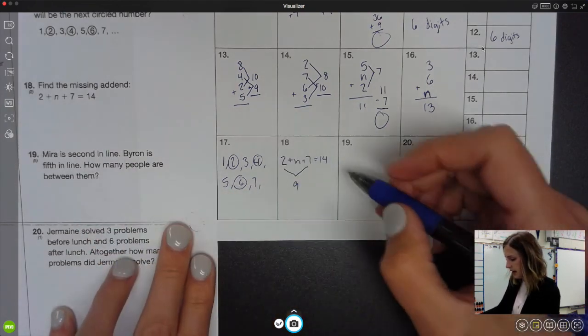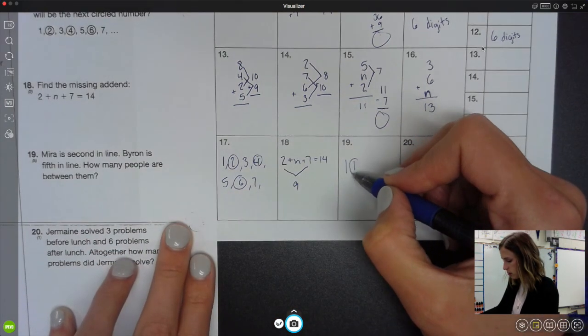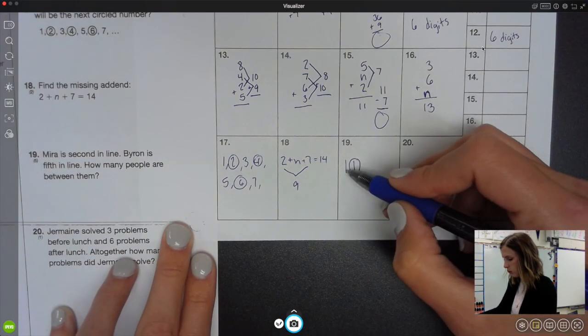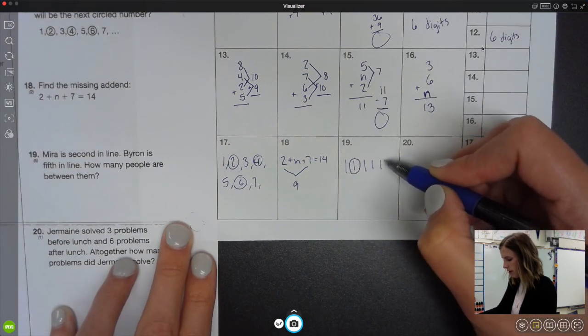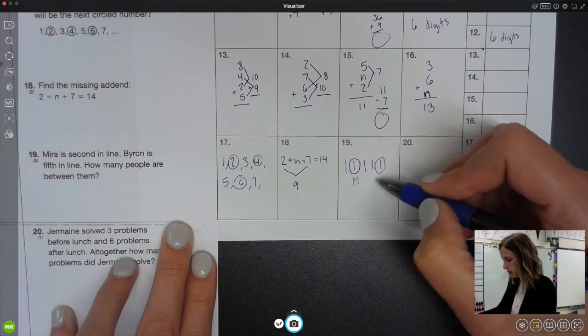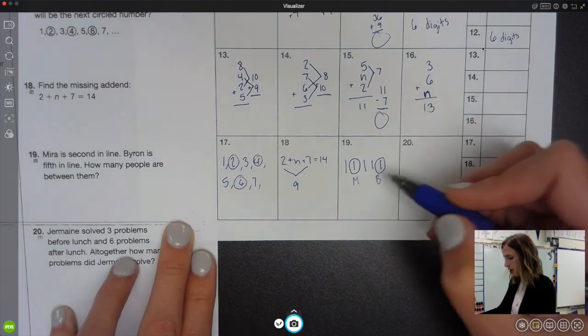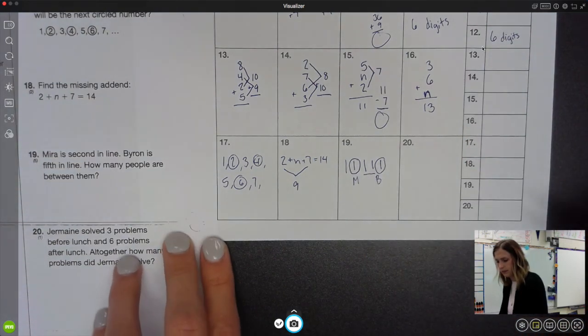19, Mira is second in line. Byron is fifth in line. 1, 2, 3, 4, 5. This is Mira, this is Byron. How many people are between them?